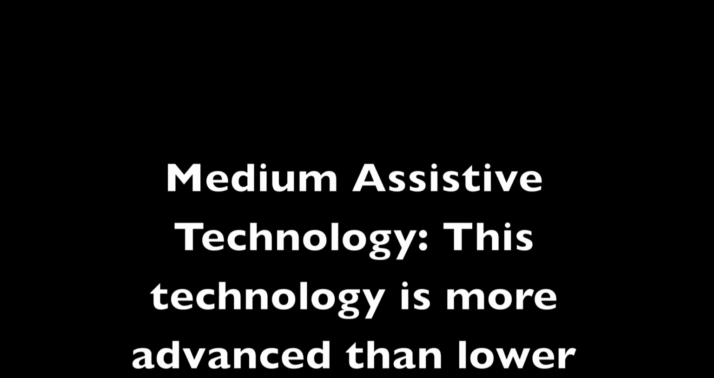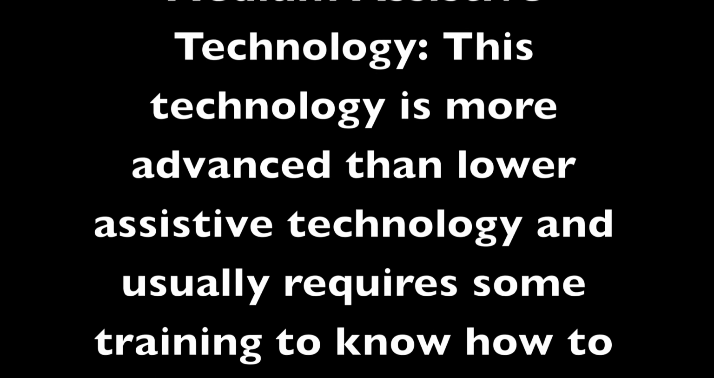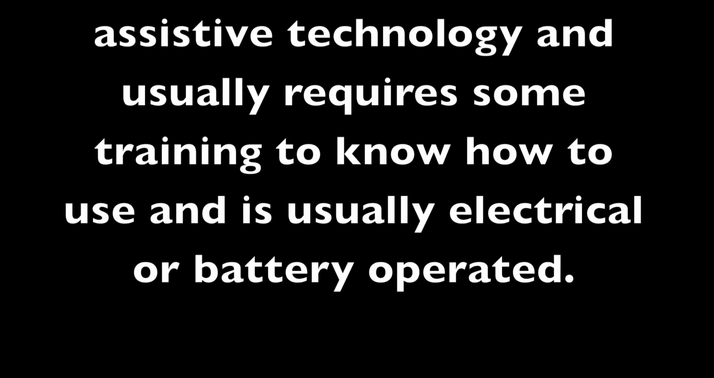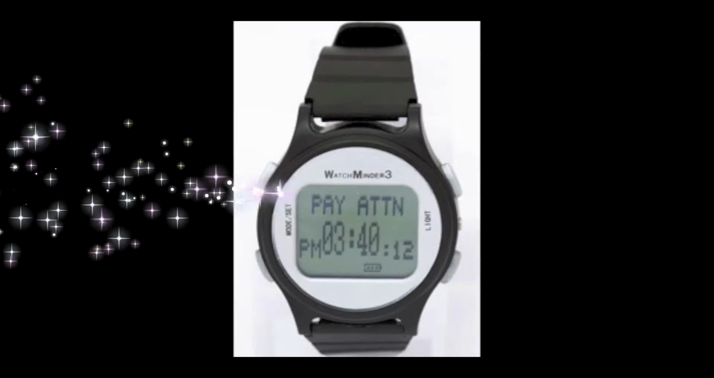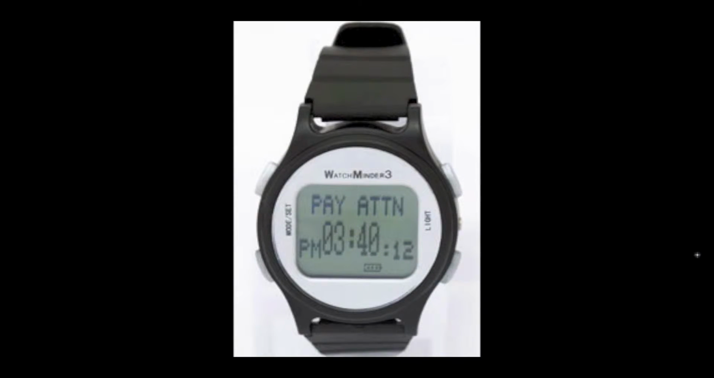Medium assistive technology is more advanced than lower assistive technology and requires some training to know how to use, and is usually electrically or battery operated. An example of a medium assistive technology device would be a programmable watch. These watches are meant to assist students with ADHD. They are programmed to go off at certain times to remind the student to pay attention in class or to stay on task with what they are trying to accomplish.